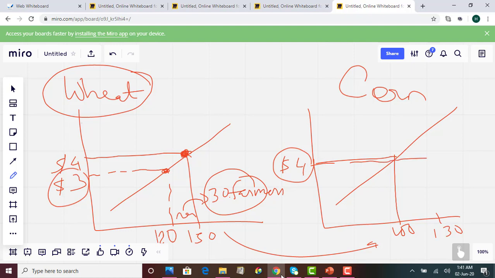The price has not changed, and therefore the supply curve will shift to the right for corn. So if the price of the production substitute falls, then the supply curve will shift to the right, and if the price of the production substitute goes up, then the supply curve of the product will shift to the left. Hopefully this example gives you an idea of what's going on, because wheat and corn are production substitutes.